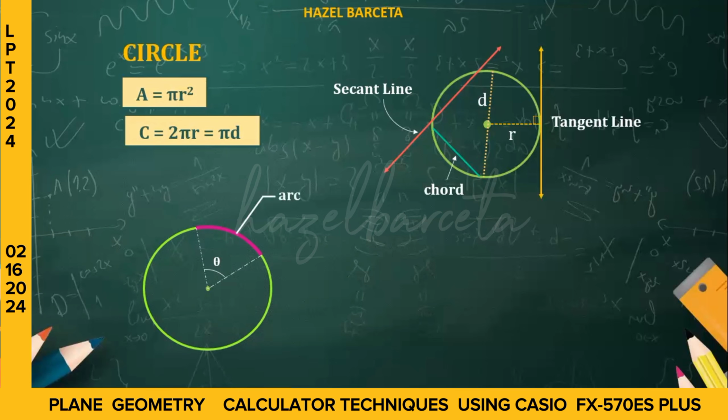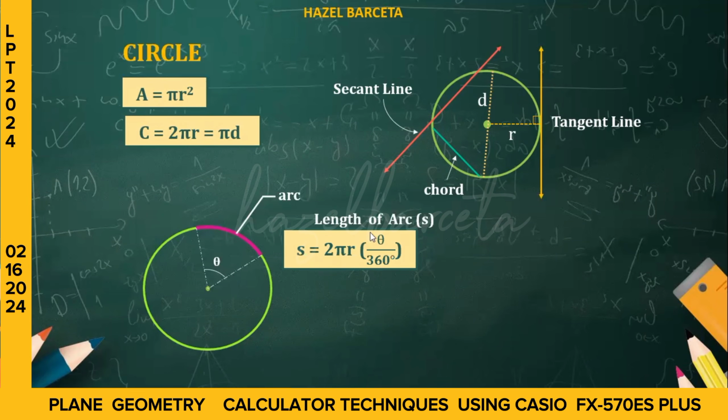So, how do we solve the length of an arc? Length of an arc S is equal to 2 pi r. So, 2 pi r is the circumference of the circle times the quantity of theta over 360 degrees. So, this is the theta. Kung ito po yung ating arc, we have the radius. Ito po yung theta natin. Ito po ay kapag ang theta ay in degrees.